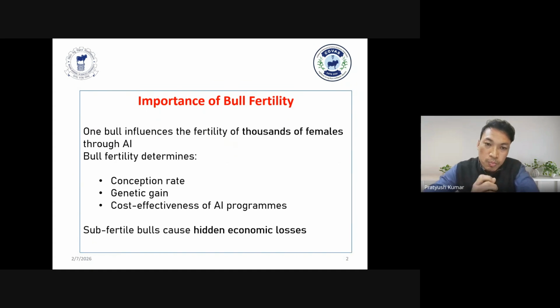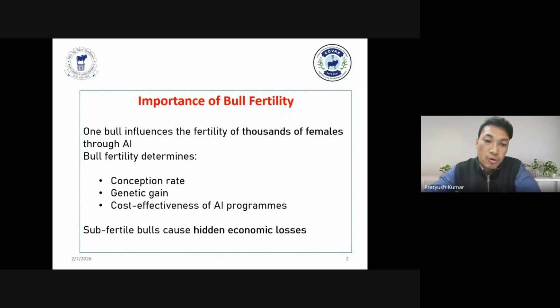We know one bull influences the fertility of thousands of females through AI. Now AI means artificial insemination, as you all know. Artificial insemination is the first generation of assisted reproductive technologies in veterinary science, in animal reproduction. So bull fertility mainly determines the conception rate of that particular female. After AI, after breeding, a bull with good semen is very important.